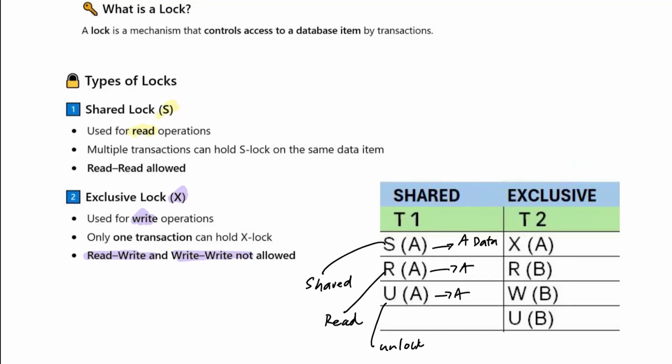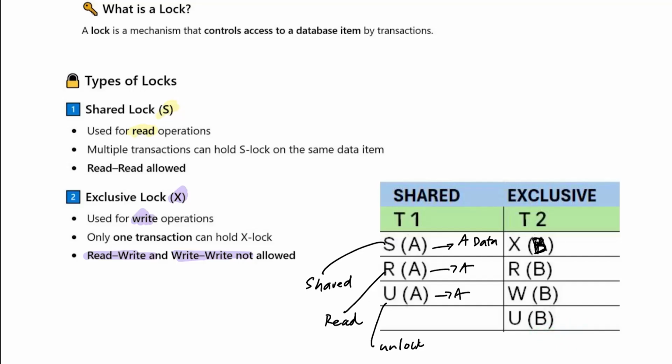Similarly, we have the exclusive lock for transactions like transaction T2 working on data B. For an exclusive lock, we mark it with X followed by the data being accessed. The transaction can read and write the data. Once the work is done, we unlock the data. So this is how the shared and exclusive locks work to control access and maintain data consistency in the database.